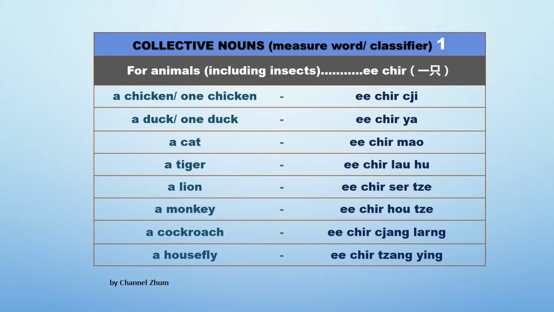For animals, including insects, 一只. A chicken or one chicken, 一只鸡. A duck or one duck, 一只鸭. A cat, 一只猫. A tiger, 一只老虎. A lion, 一只狮子. A monkey, 一只猴子. A cockroach, 一只蟑螂. A housefly, 一只苍蝇.